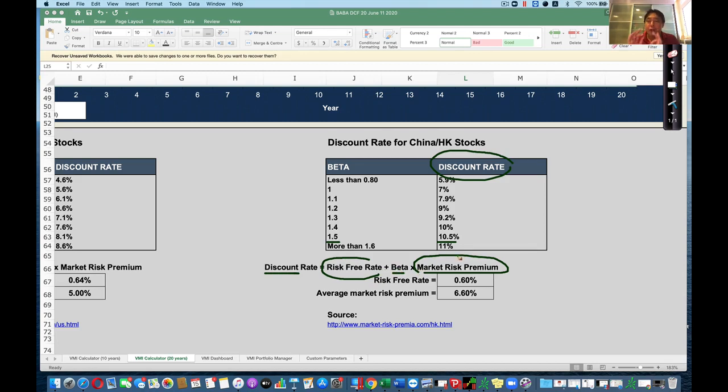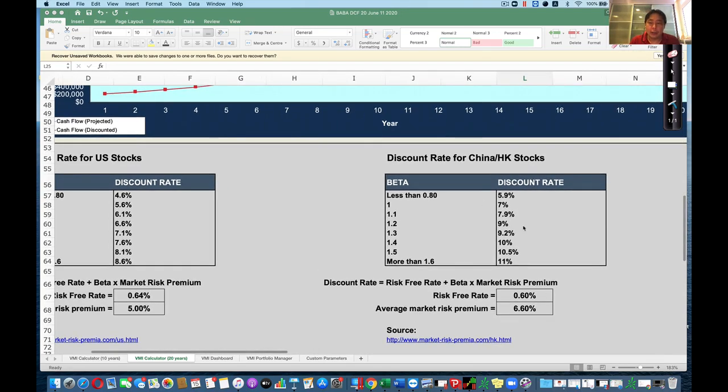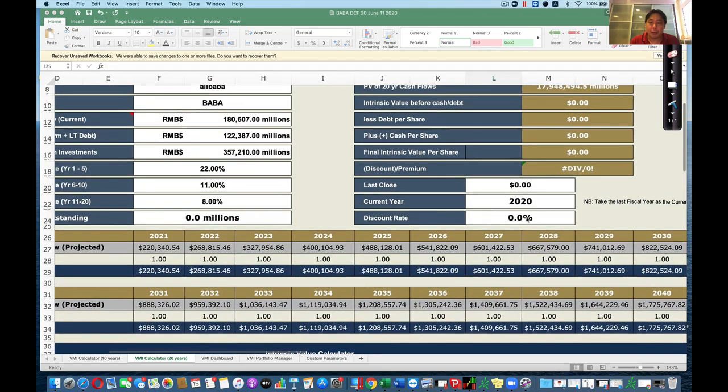So I take the average market risk premium for the last 10 years. Now, so where can you get the risk-free rate and the market risk premium for, say, a Singapore company or an Indian company? Well, you can go to this website, which is marketriskpremium.com, and you can choose the country and you can then calculate your own discount rate. All right. But for US and China stocks, you can see I've already done this table that makes it a lot easier. All right. Okay. So again, discount rate 10.5%. Let's punch that in.